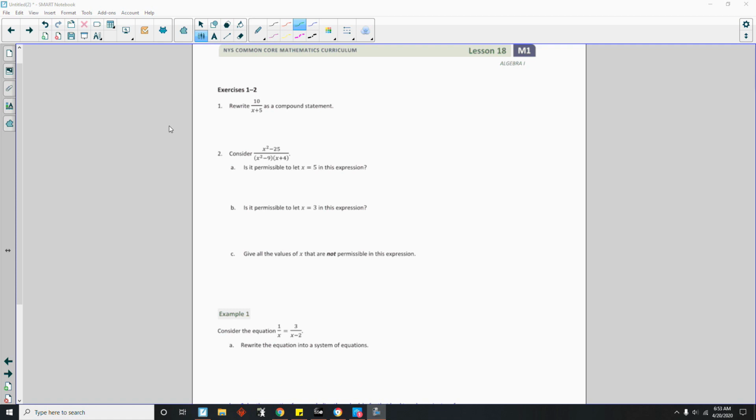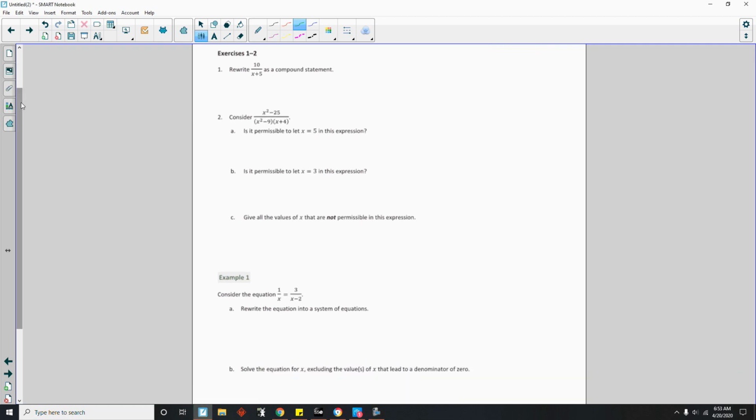Okay, page 2 brings us to exercises 1 and 2. So here, pause the video, see if you can do these two after me doing that first page, and then come back and check to see if your solutions are correct. So exercise 1 says, rewrite 10 over x plus 5 as a compound statement. So you're going to say, just like it said in the first page, I'll go back.